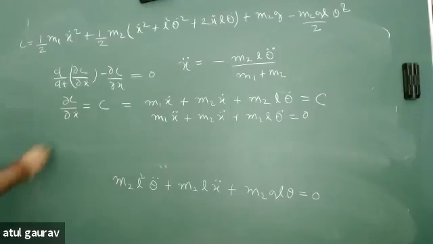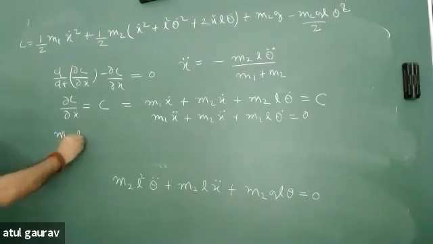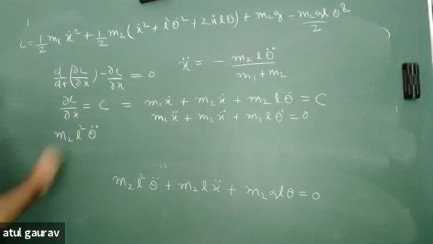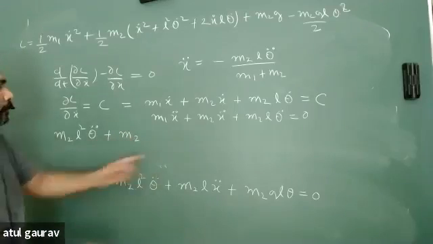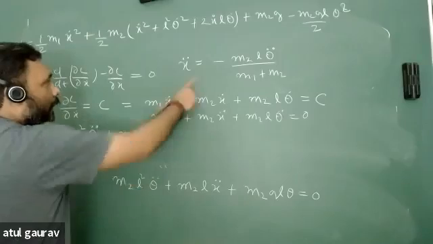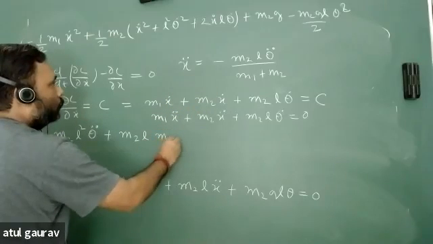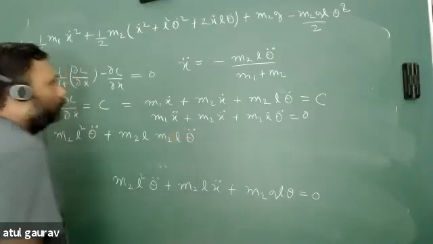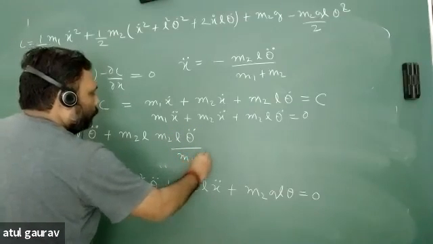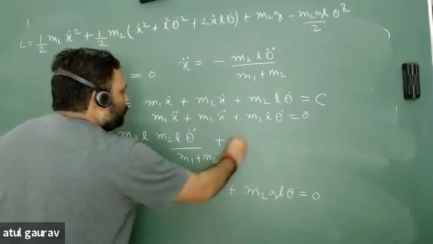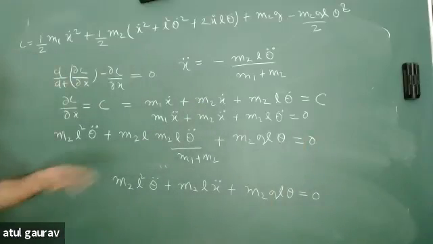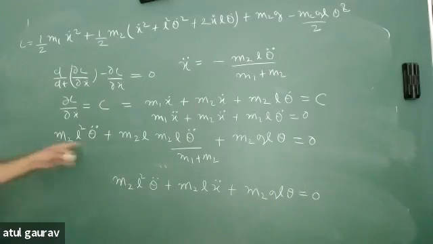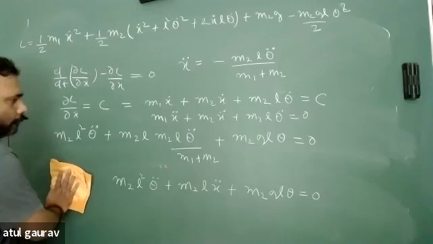So what will be this equation? This equation is M2 L square theta double dot plus M2 L x double dot, minus M2 L theta double dot by M1 plus M2, plus M2 G L theta must be equal to 0. Now you can see this is a very interesting equation. I can take M2 common from everywhere, and we will get the equation.